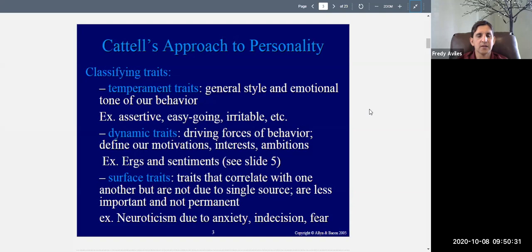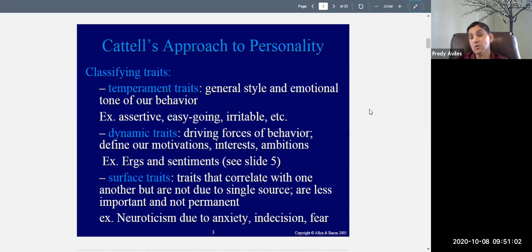Okay, and then he also came up with what he called dynamic traits. Dynamic traits are things that drive your behavior, the driving forces of behavior. They define our motivations, our interests, and ambitions. There's two kinds that are called ergs and sentiments that we'll talk about soon. Dynamic traits are personality traits that drive our behavior, that motivate us. And there's two different kinds, ergs and sentiments, which we'll talk about in a moment.